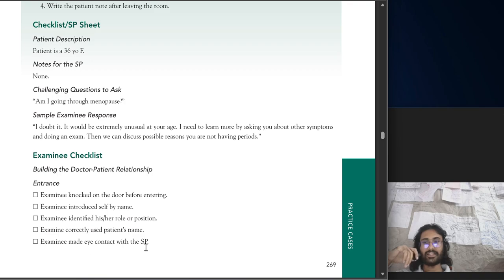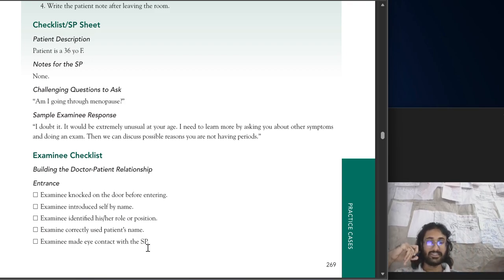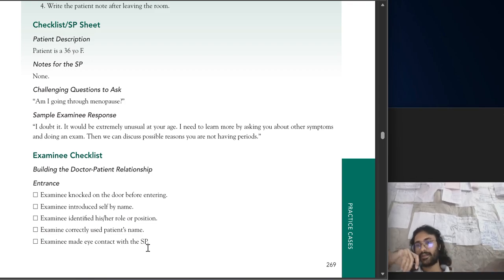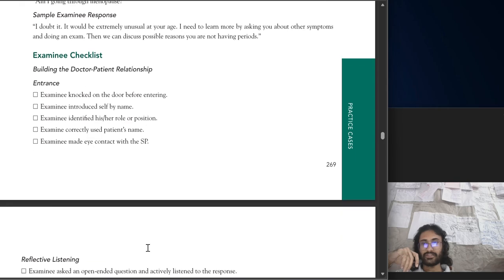The examinee made eye contact with the SP. SP is nothing but the patient. So you should make eye contact with your patient. That's also important. In this case, the teacher is your patient, disguised as a patient. He's just checking whether you are confident enough to ask as a doctor. These are the five main points.